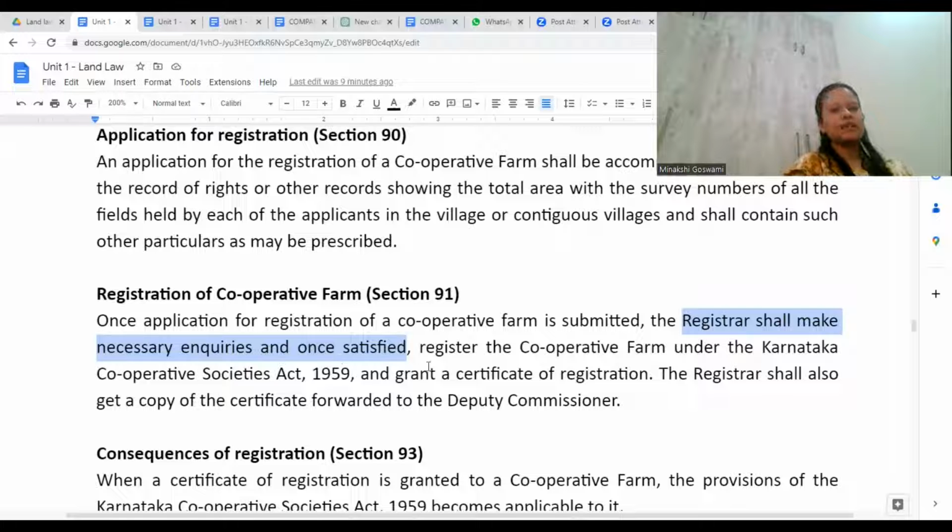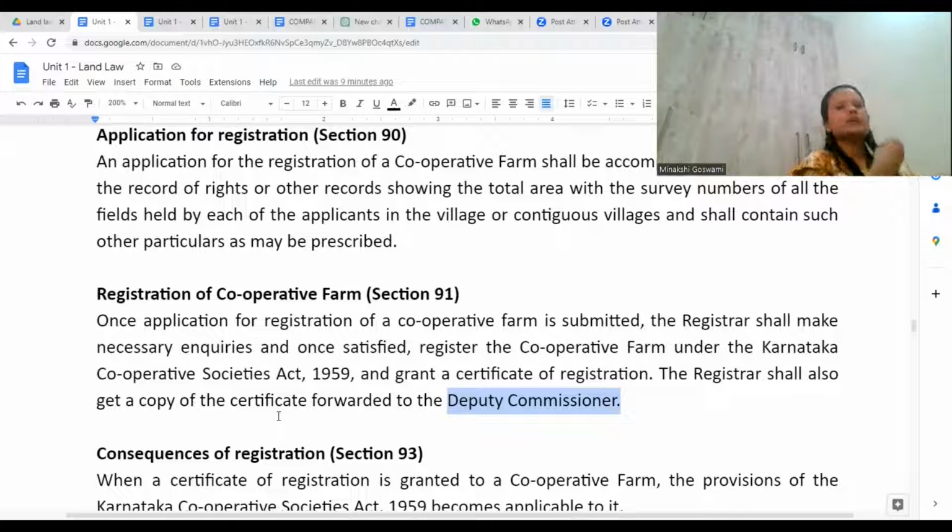And once the registrar is satisfied, he will register the cooperative firm under the Karnataka Cooperative Societies Act. And he will also grant a certificate of registration to those interested people. The registrar shall also get a copy of that certificate forwarded to the DC, because Deputy Commissioner is like the main person in terms of land matters, right? So Deputy Commissioner will also be informed by way of providing a copy of the certificate that this certain farm is being registered in this certain area.